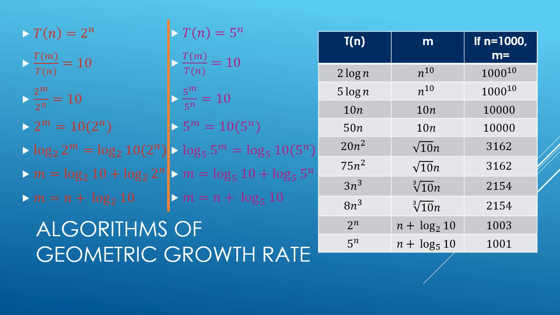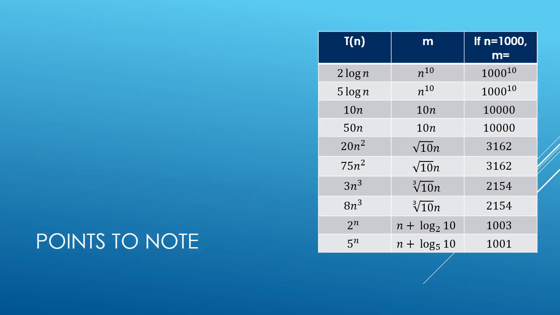Now we look at our table and we see that with the first geometric algorithm, the new machine, which is 10 times faster, only executes 3 data items more, which is not good at all. With the second geometric algorithm, with running time of 5 raised to n, the new machine executes only 1 data item more. This is dismal performance.